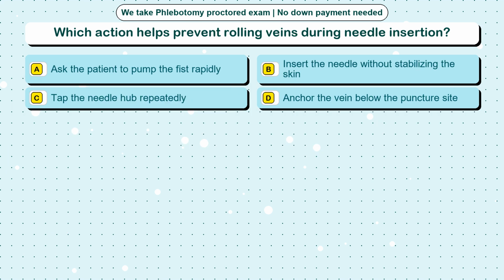Question 80. Which action helps prevent rolling veins during needle insertion? Option A. Ask the patient to pump the fist rapidly. Option B. Insert the needle without stabilizing the skin. Option C. Tap the needle hub repeatedly. Option D. Anchor the vein below the puncture site.